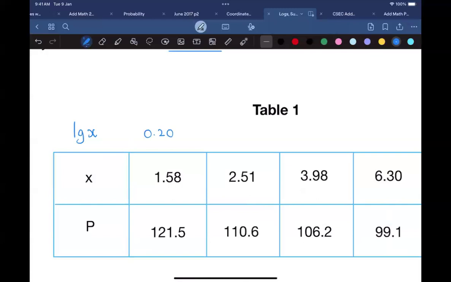So the log of 2.51. The answer is 0.40. Yes, you get that. You can answer the next one, Nicholas.